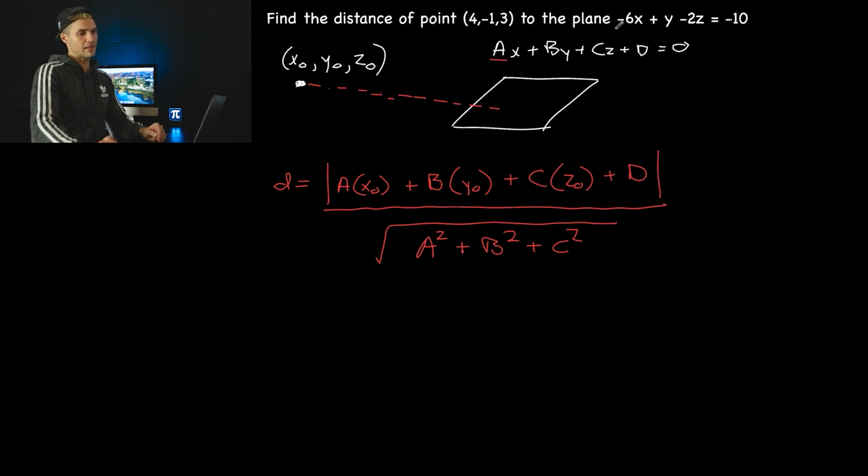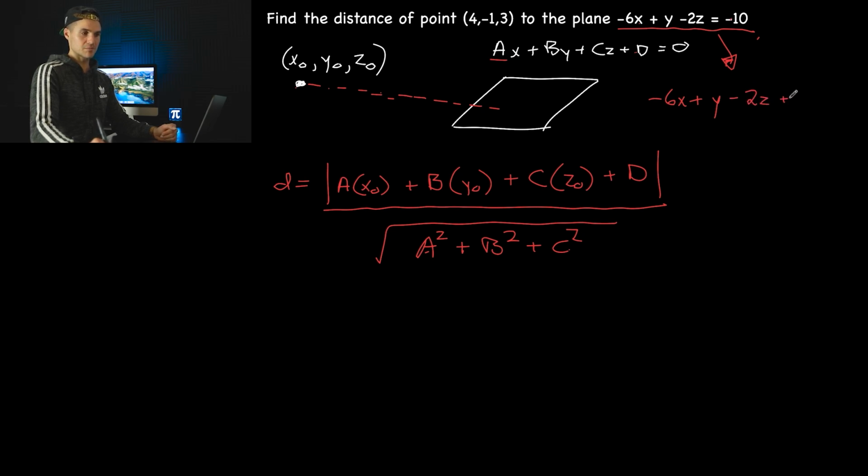Now notice that this plane is almost in this format, but the d value is on the right side. We have to have everything on one side. So you could either take all of these values and bring them to the right side, or you could bring the -10 over to the left side. I'm just going to bring the -10 over. But it doesn't matter, because of the absolute value in the numerator, and because these are squared, everything's going to turn into a positive anyway. So it doesn't matter what side it is on, but still be careful with your algebra here.